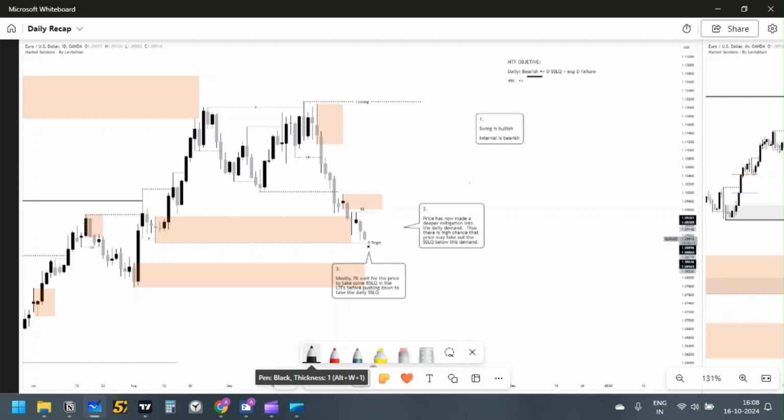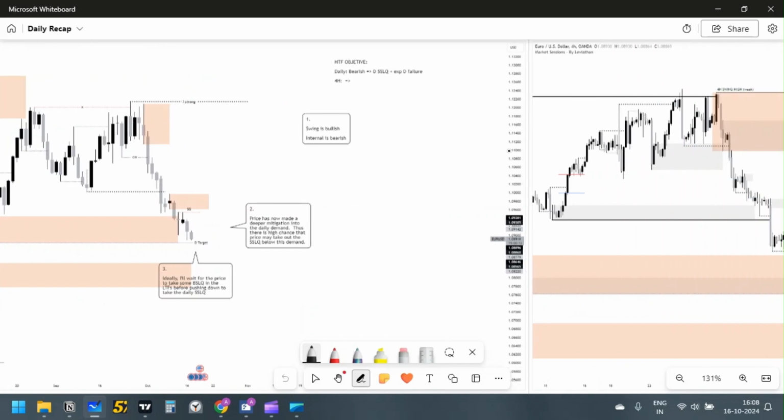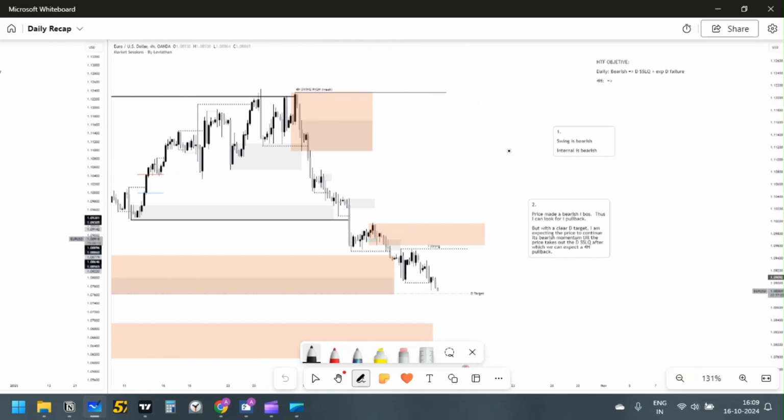So to take the sell side liquidity, price must grab some buy side liquidity to fuel itself down to take the sell side. Otherwise, if the price has enough momentum within itself, then it can push down and take the sell side liquidity on its own without taking any buy side. It sounds a bit complex, but once you understand the concept of liquidity, it's very easy.